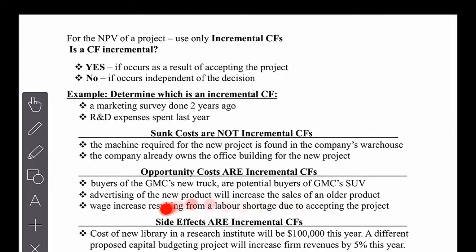Side effects. So I mentioned a side effect would be that we're going to lose sales on some flights because our passengers that usually fly with us will fly, instead of going to Jamaica, they're going to go to the Bahamas, for instance. So we have to consider those side effects. Here I have some other examples. If GMC develops a new SUV, people that previously were buying an old truck or an older SUV will now opt in and buy the new SUV line.